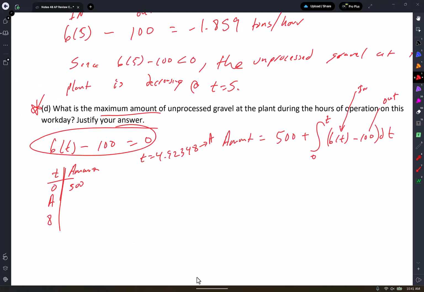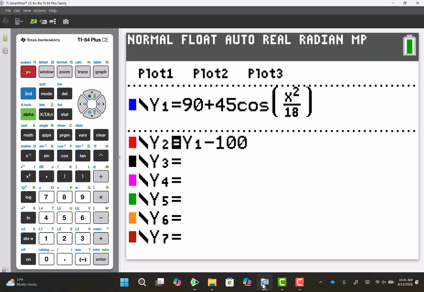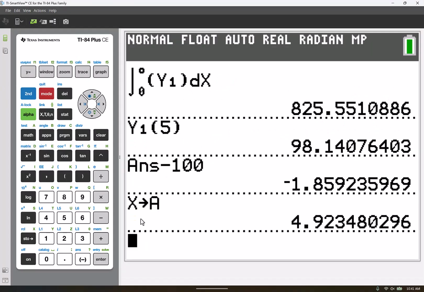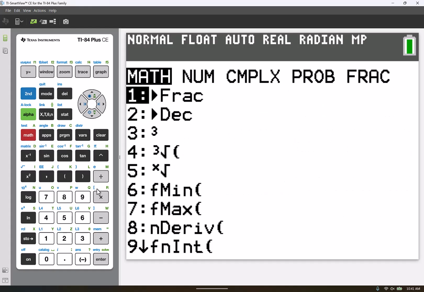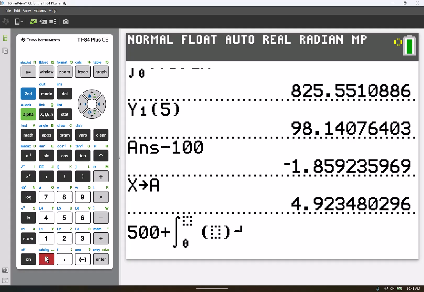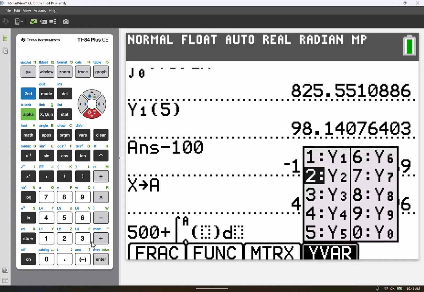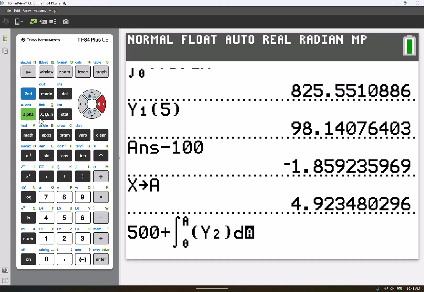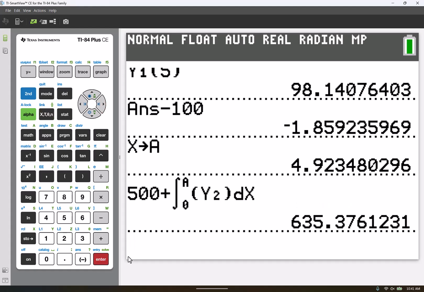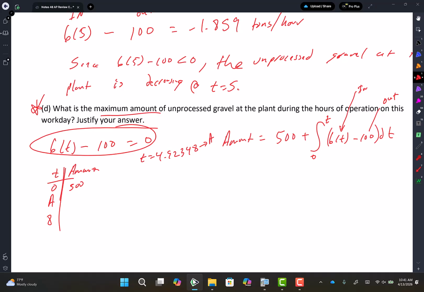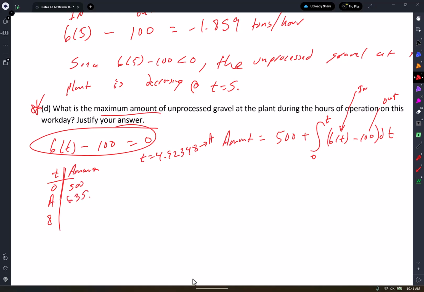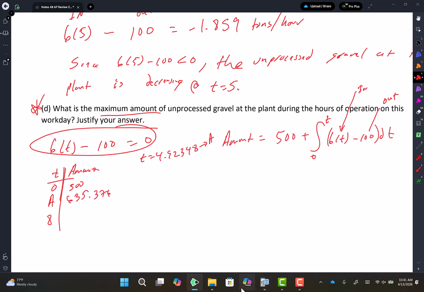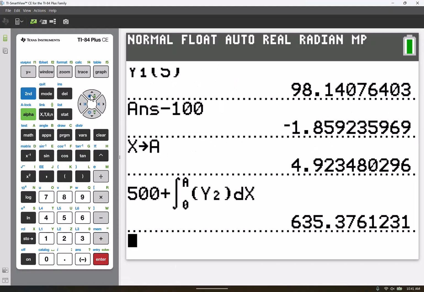All right, here we go. Check it out, Morales. I'm going to go 500 plus math 9, 0 to A of alpha trace Y2. Okay, that's the one that has my net rate X. 635.376. And then try it again, but with 8.